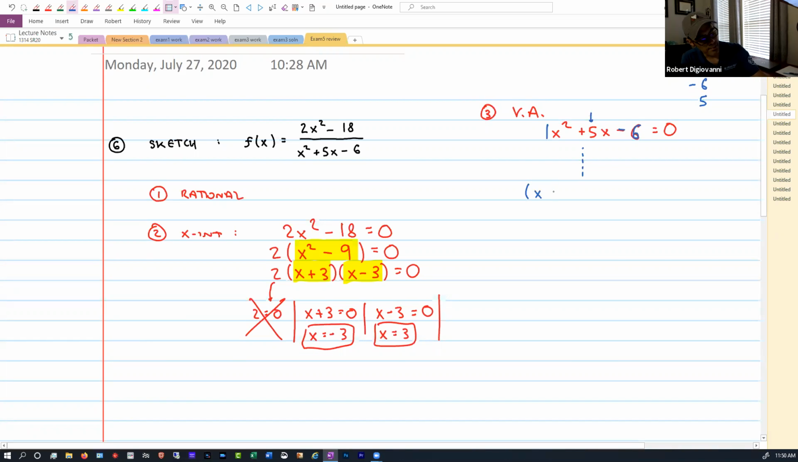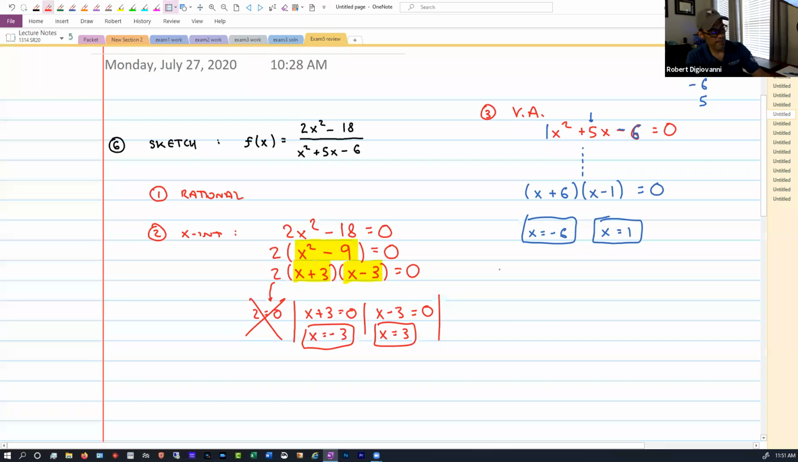This should turn out to be x plus 6 times x minus 1 equals 0. So I'm skipping the work for that. Set each one of those to 0. You should get -6 and you should get +1. So we have 2 vertical dotted lines.